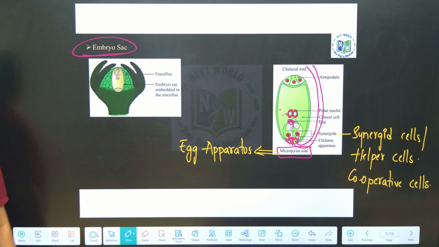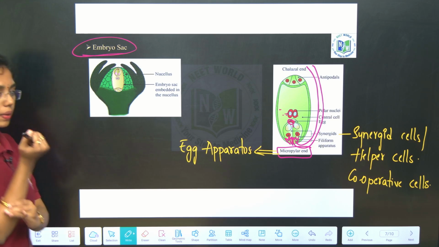Clear, right? Clear with the structure of embryo sac?